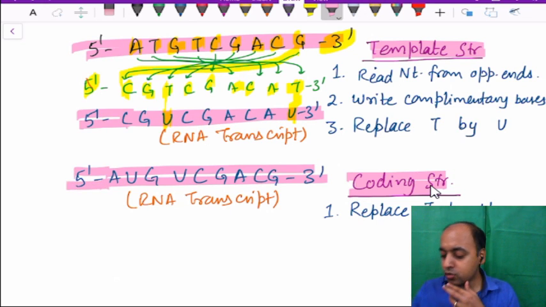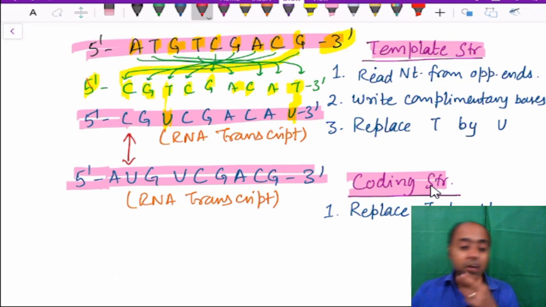And if you compare the two sequences, you'll find that they are miles apart. For the same sequence of DNA, based on the description, whether it is a template strand or a coding strand, the corresponding sequence of RNA will be a different sequence. This is what we describe as the DNA-RNA sequence relationship.